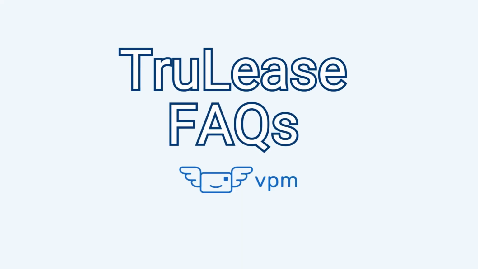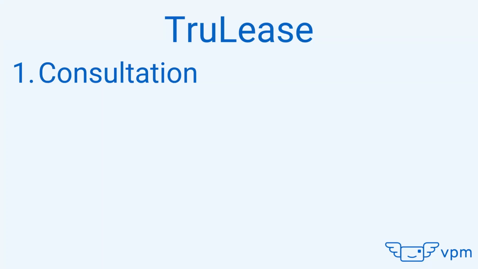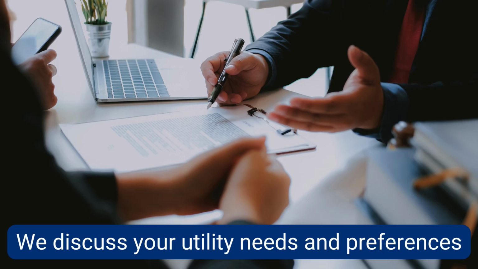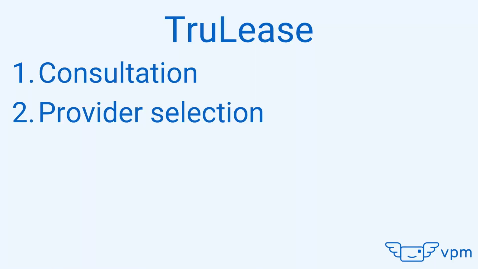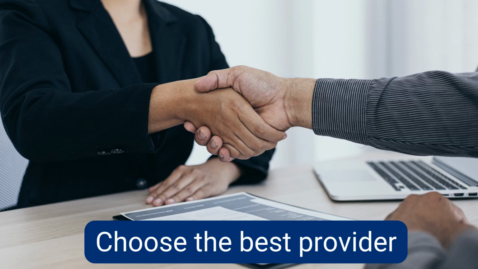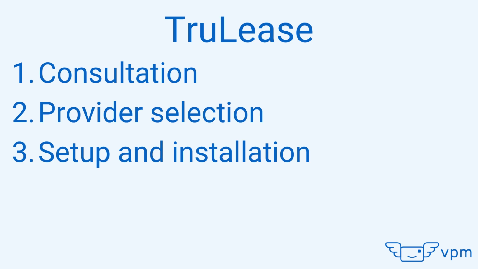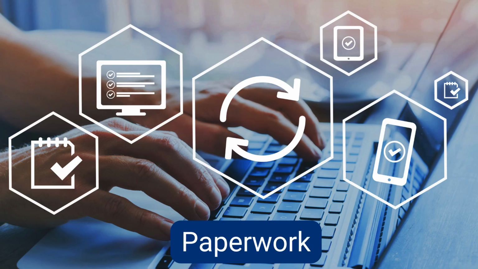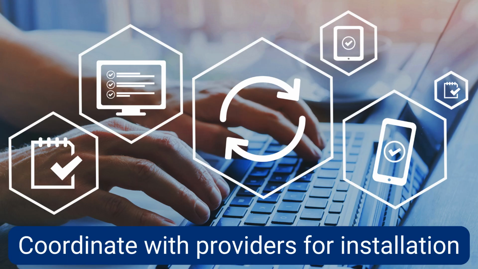TruLease frequently asked questions. The process involves 3 steps. Consultation: we discuss your utility needs and preferences. Provider selection: we present you with options and help you choose the best provider. Setup and installation: we handle account setup, paperwork, and coordinate with providers for the installation.